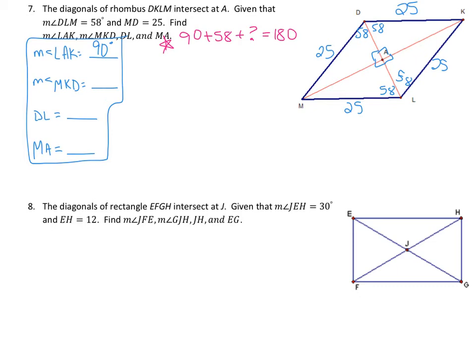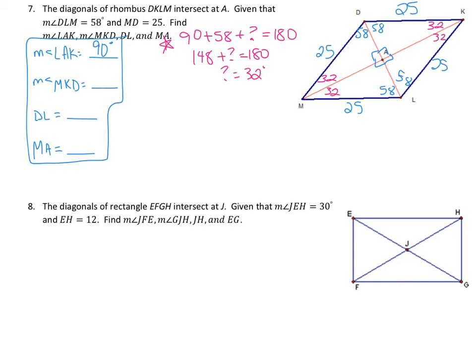So when you add 90 and 58 together, that gives you 148. And that means that our missing angle is going to be 32 degrees when you subtract it. So this gives us 32 degrees. And for the same reason as our 58, these two angles are going to be congruent because the diagonal bisects that angle, and our opposite angles are congruent. So all 4 of those are going to be 32 degrees.